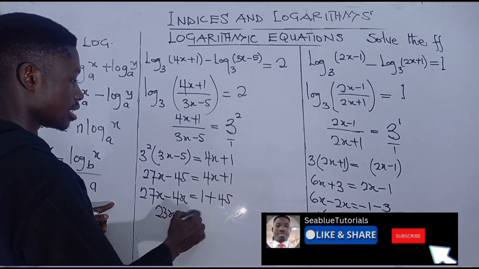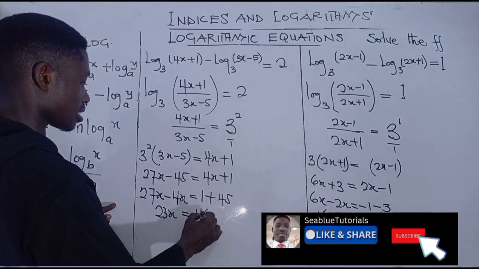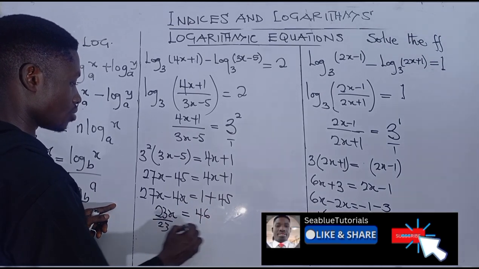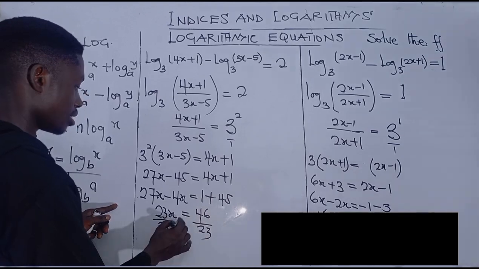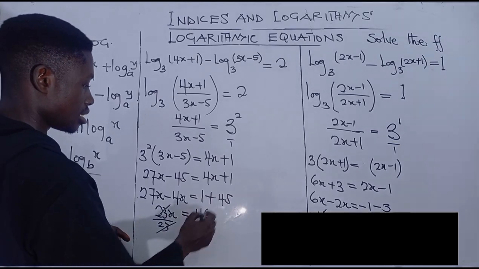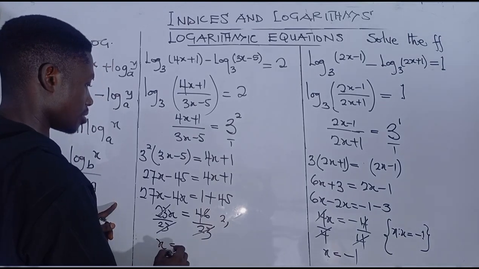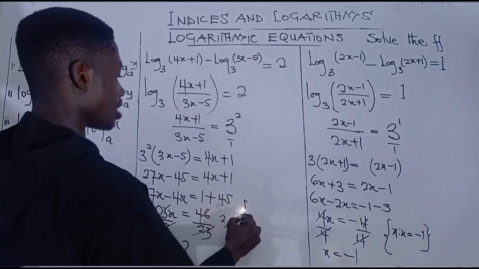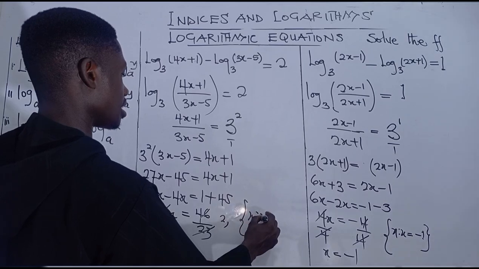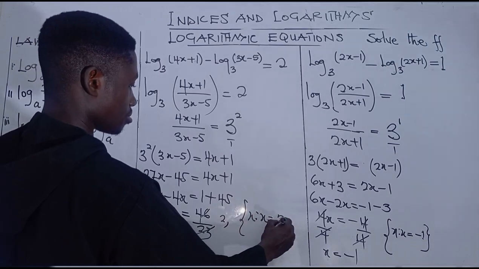This is going to give us 23x is equal to 46. Dividing both sides by 23, this and that go. 23 into 46, we have 2. Therefore, our x is equal to 2. So we have x is such that x is equal to 2.